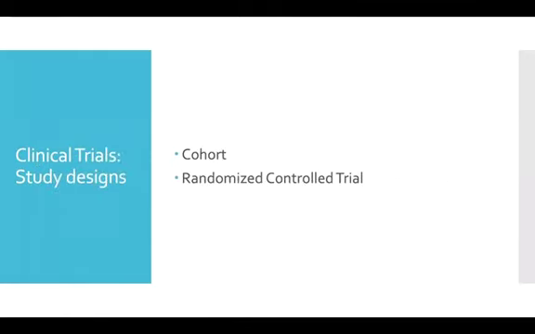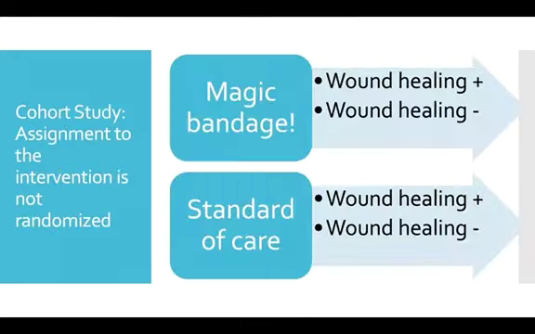Now, clinical trials can be conducted in a variety of ways. The two most common types of study designs are cohort studies or randomized controlled trials. I'm going to go through the difference between these studies because the type of study design really impacts the quality of the information that we can obtain.